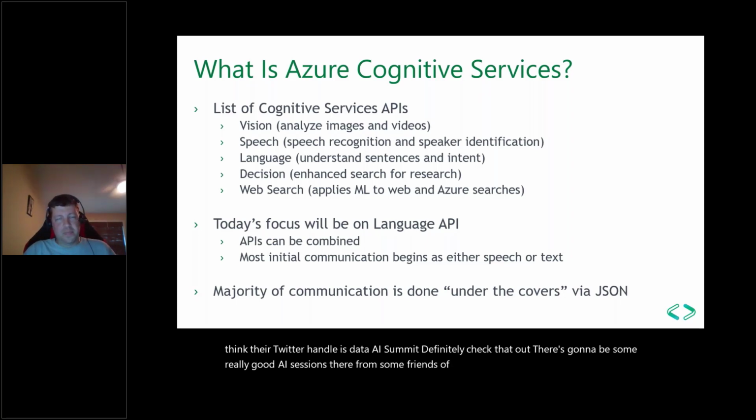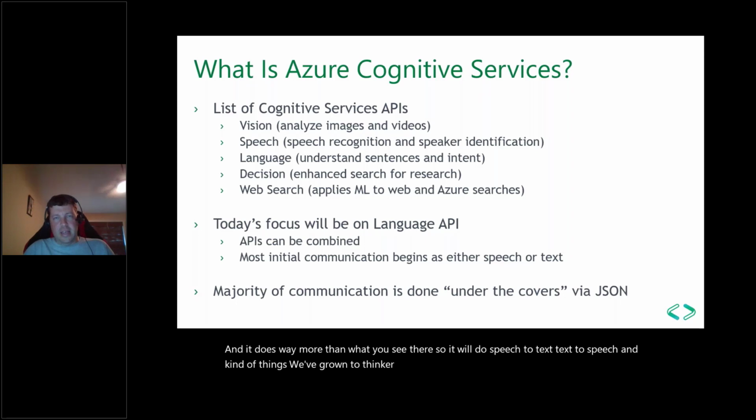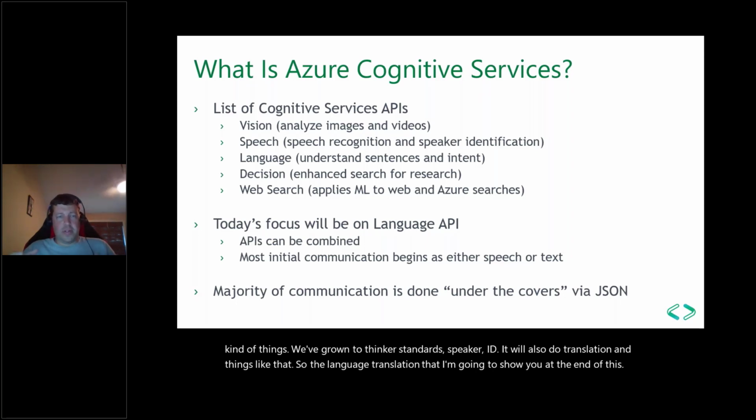So you've got vision, you've got speech. Speech is really cool, and it does way more than what you see there. So it will do speech to text, text to speech, and kind of things we've grown to think are standards. Speaker ID. It will also do translation and things like that. So the language translation that I'm going to show you at the end of this, and that's where we walk through the structures in code and kind of how it all works.